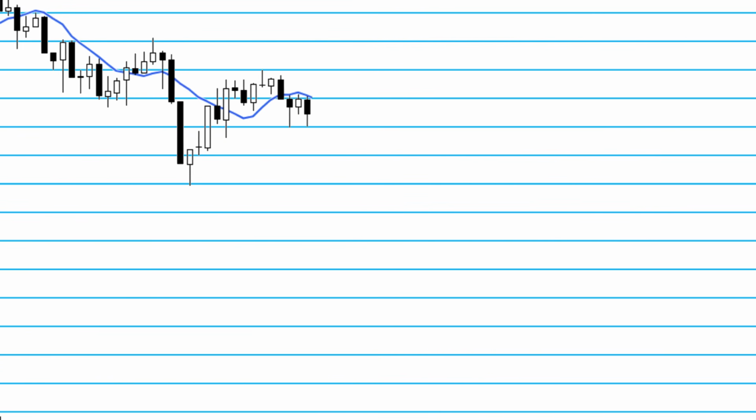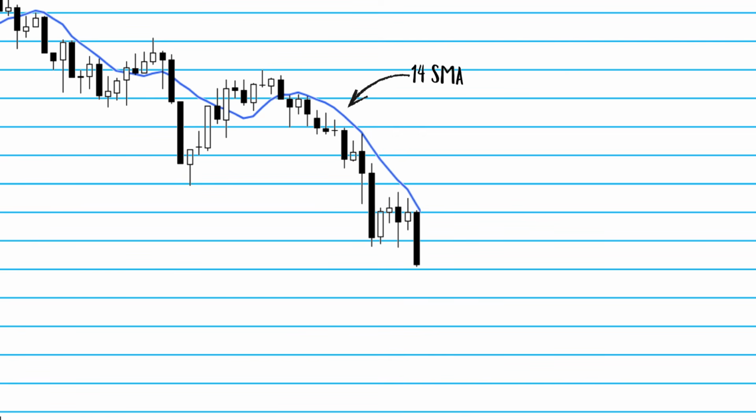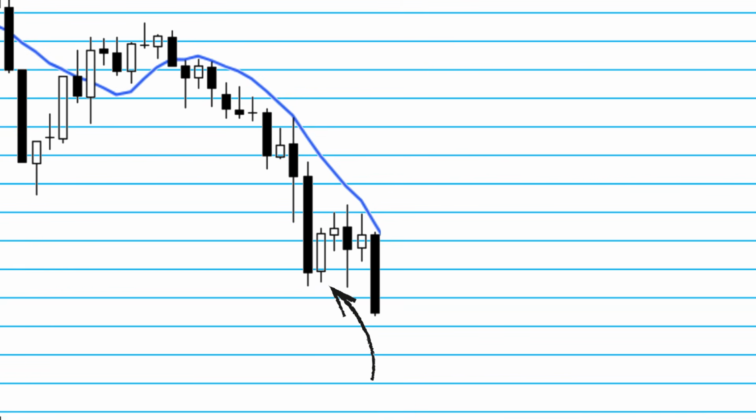Let's look at our first example. As you can see, the market is in a clear downtrend. We have a 14-period simple moving average, and both price action and the moving average are showing strong bearish momentum. After making a strong move to the downside, the market prints a bullish candle, followed by another small bullish candle. This tells us that a pullback has started.